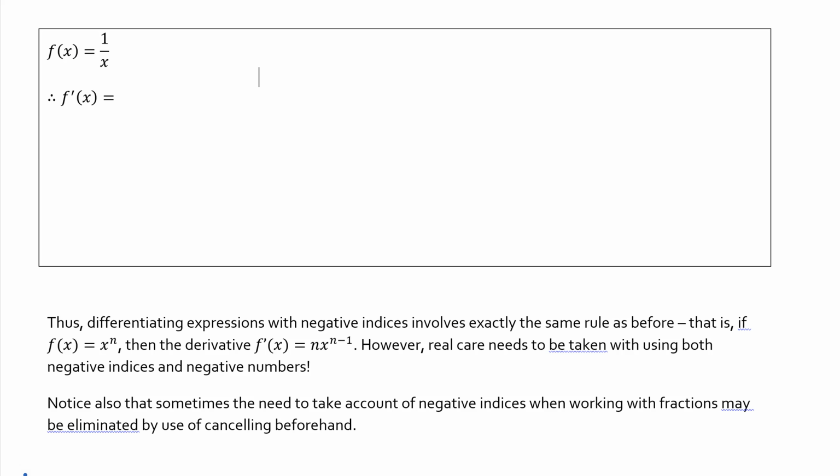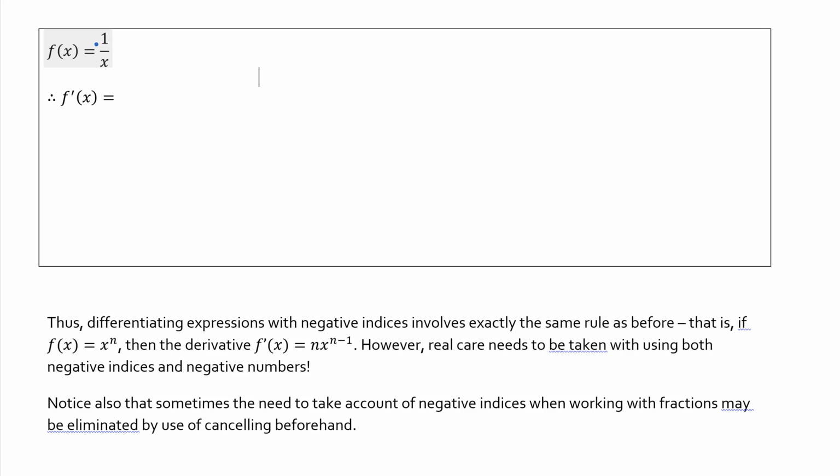Okay, so now we need to add to our list of tools for finding the derivative. So we've seen what to do when we've got x to the n, what to do when we've got terms added, what to do when we've got terms multiplied by a constant. Now what do we do when we've got these quotients, or in other words, terms to a negative index?